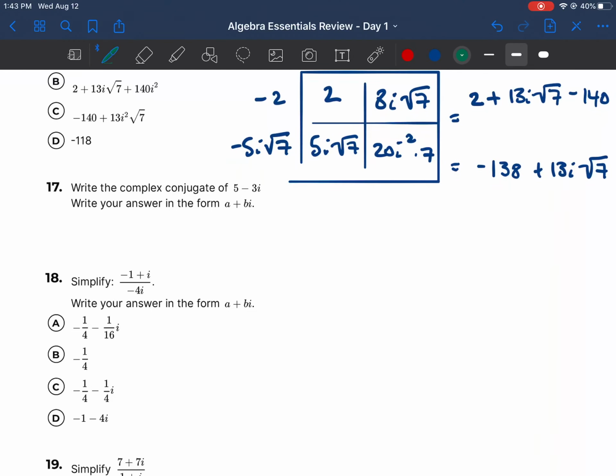Problem 17, write the complex conjugate of 5 minus 3i. Write the answer in the form a plus bi. Recall that if we have a complex number a plus bi, then the complex conjugate would simply be a minus bi. So with that in mind, the complex conjugate of 5 minus 3i would simply be 5 plus 3i.